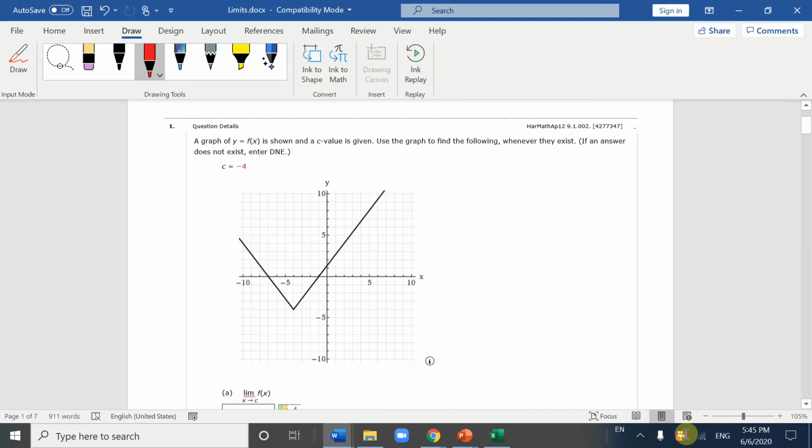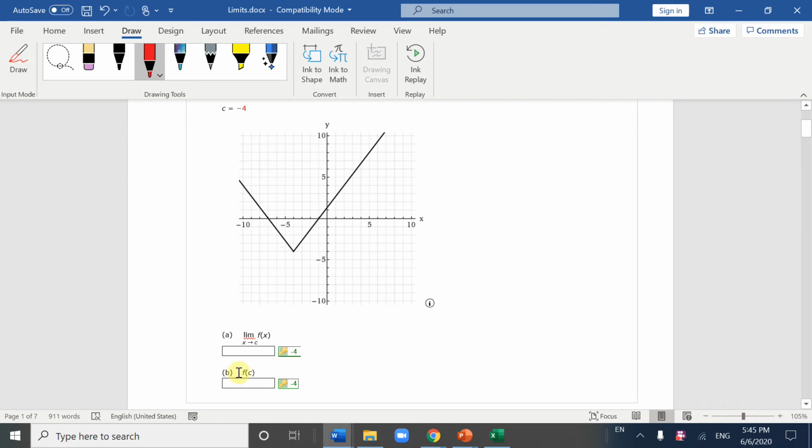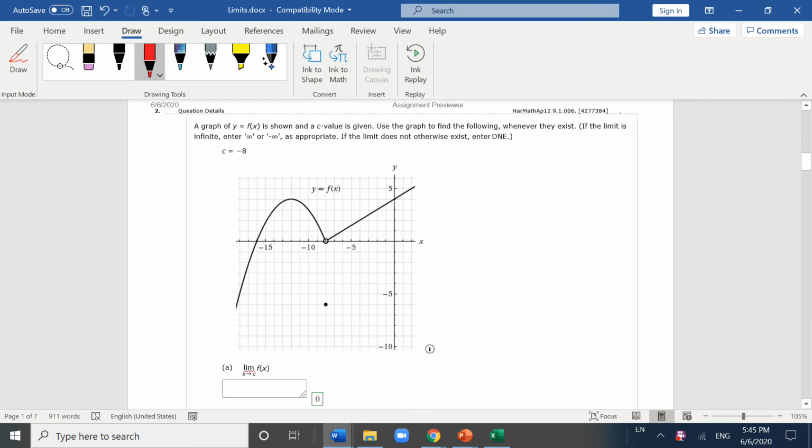For the first question, c is -4. Compute the limit as x approaches -4 and evaluate f of -4. Based on the graph, there are no breakpoints on the graph, so simply they both should be equal. X equals -4, y is -4. So -4 for both.